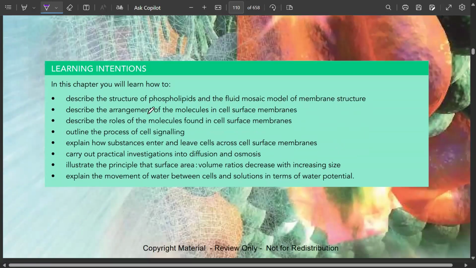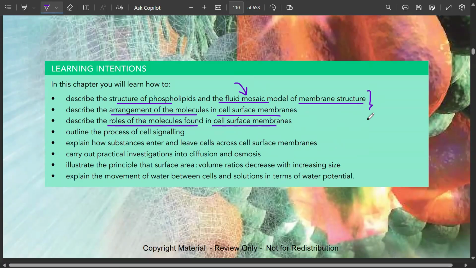So in this chapter, we are going to describe the structure of the membrane, which is made up of phospholipids, and we will explain it with the fluid mosaic model of a membrane structure. Then we are going to describe the arrangement of molecules in cell surface membrane and the roles of the molecules found in cell surface membrane. This is going to be our today's agenda.